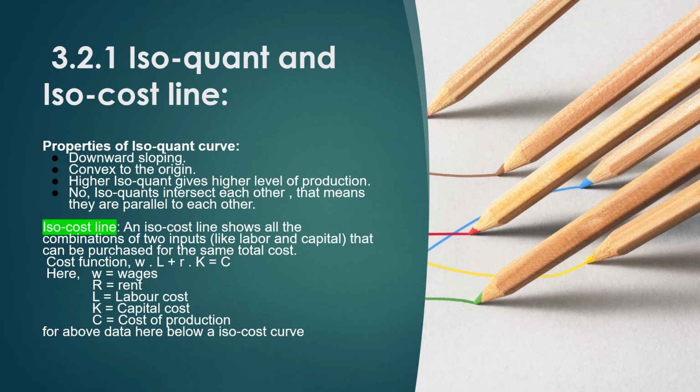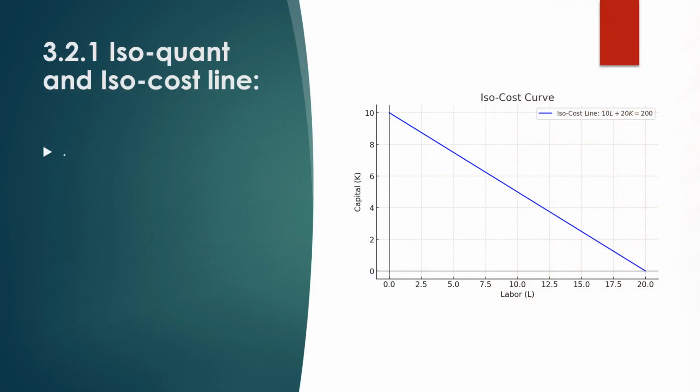Isocost line. An isocost line shows all the combinations of two inputs like labor and capital that can be purchased for the same total cost. Here is the cost function: C equals WL plus RK, where W is wage, R is rent, L is labor, K is capital, and C is the cost of production. Here is the graph for isoquant and isocost lines.